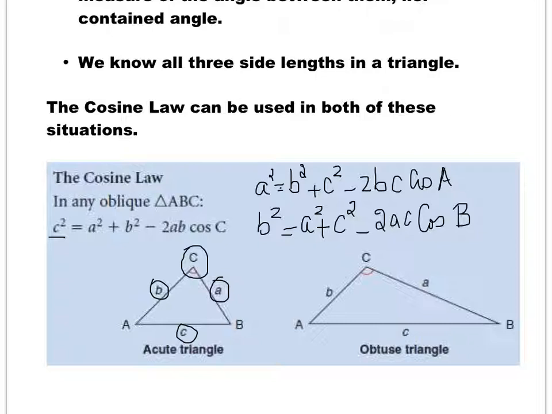Now, there is no easy way that I can tell you to memorize this formula. The only thing is that whatever side is squared on the left, the angle in front of it is going to appear on the right. And the sum of the squares is the sum of the squares of the other two sides. And the product here is the product of these two sides.